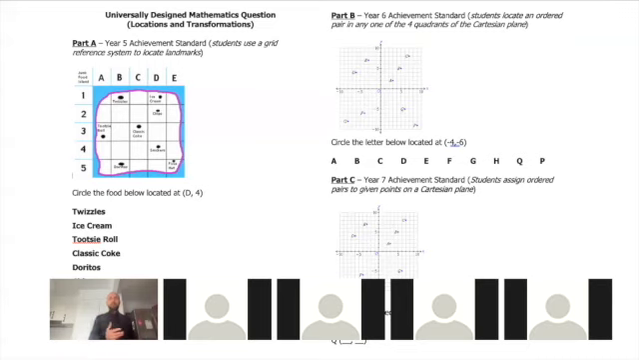Wouldn't it be good to be able to go to a parent, you know, your child's demonstrating at a year 5 achievement standard in this locations and transformations, rather than saying, sorry, your child's in year 7 and they're getting a D or an E. So universally designed assessment requires you to have a broader understanding of the curriculum.